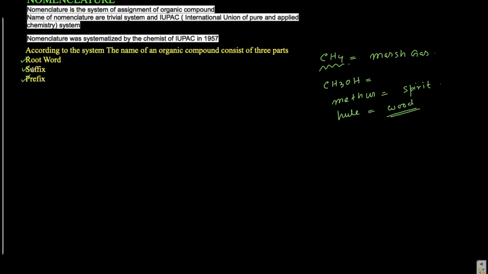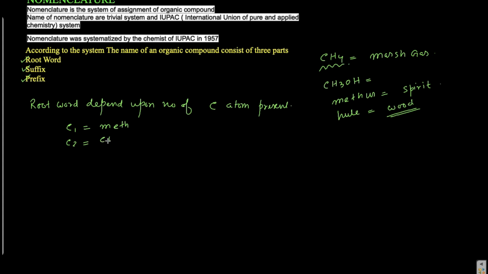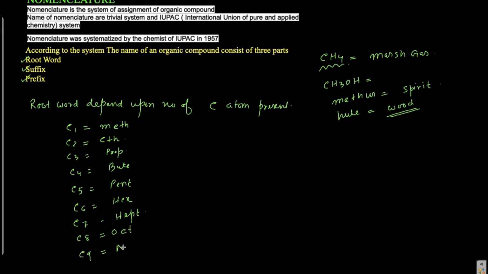So what is the root word? The root word depends upon the number of C atoms. If C is equal to 1, it becomes meth. If C is 2, it becomes eth. If C3, it becomes prop. If C4, it becomes but. If C5, it becomes pent. C6 becomes hex. C7 becomes hept. If C8, it becomes oct. If C9, it becomes non. If C10, it becomes dec.